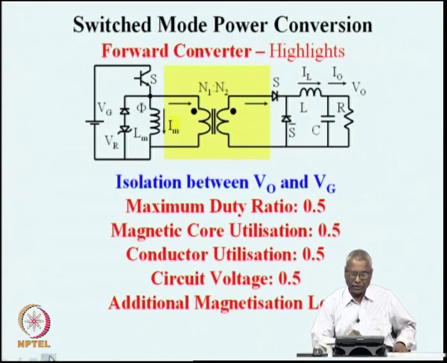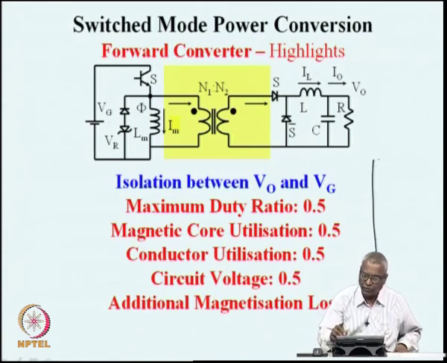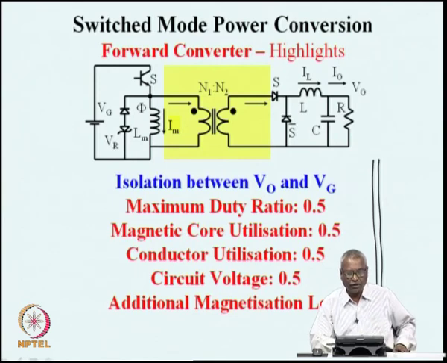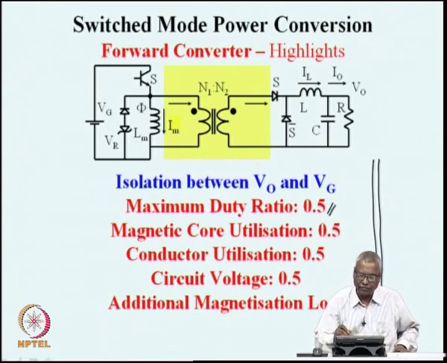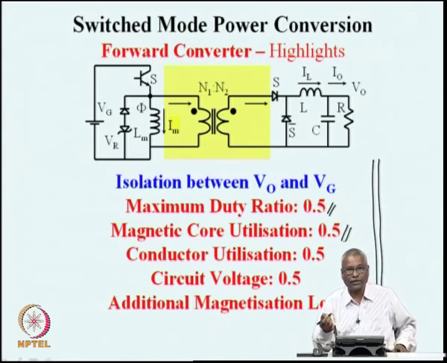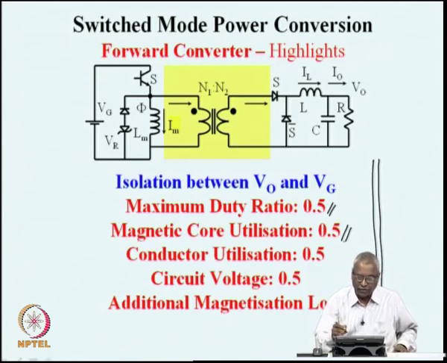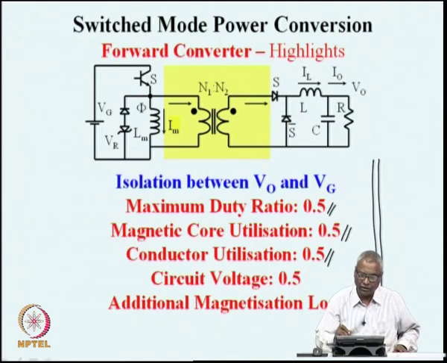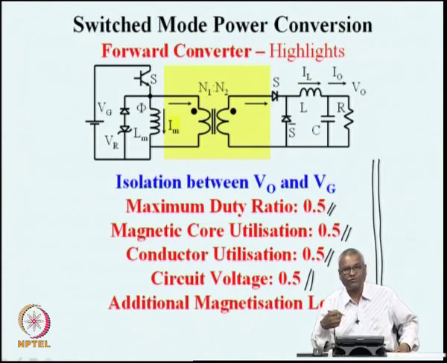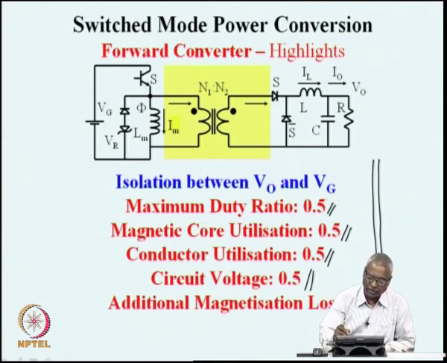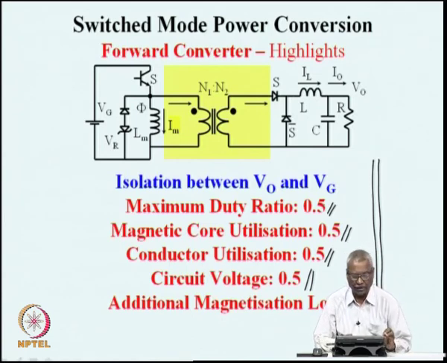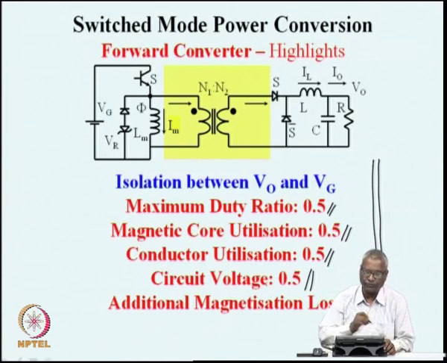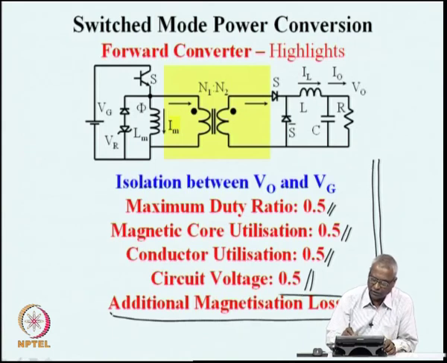So, what we will do now is conclude at this point with one type of forward converter, where the maximum duty ratio is limited to 0.5, and the magnetic core is utilized only in one direction, again 0.5 on account of that. The conductors are utilized only half the time, because the windings are carrying the current only for 50% of the time, and the circuit voltage is limited to half, because the maximum voltage on the device is Vr plus Vg, which is 2 Vg. So, on every count, a forward converter is only half utilized, and further there is an additional magnetization loss.